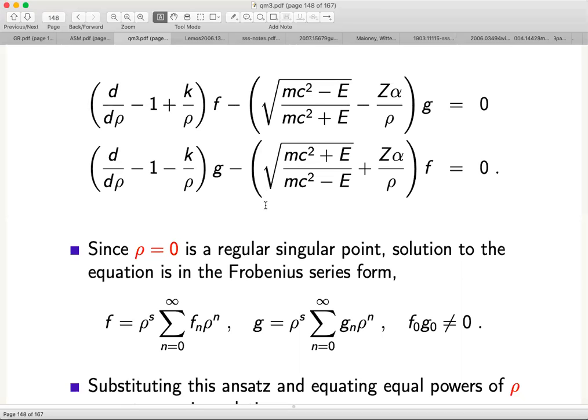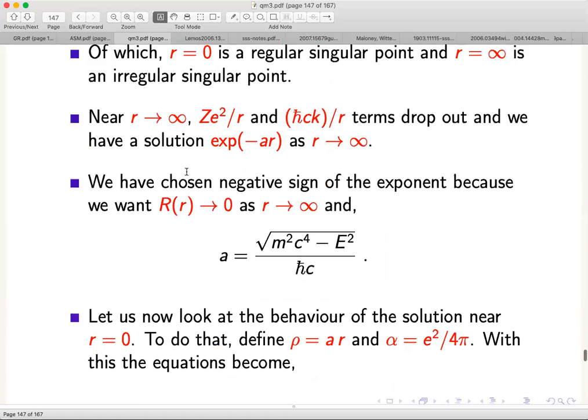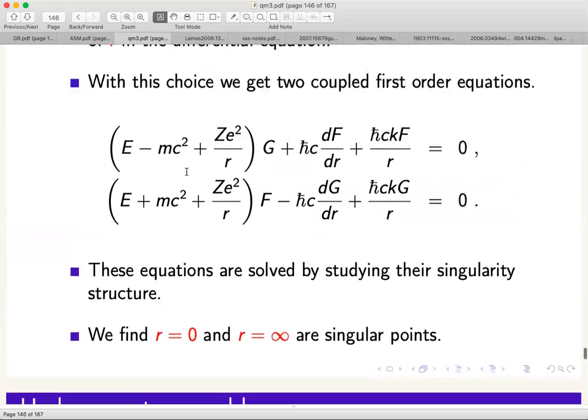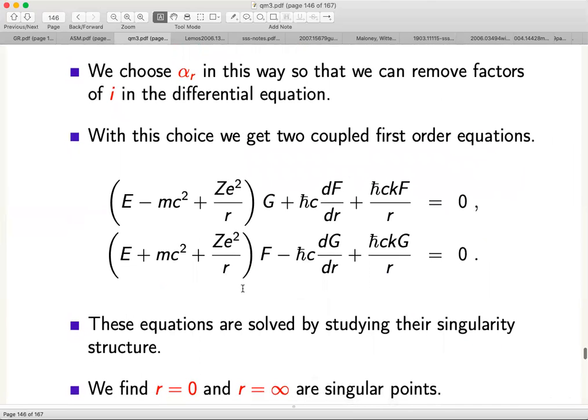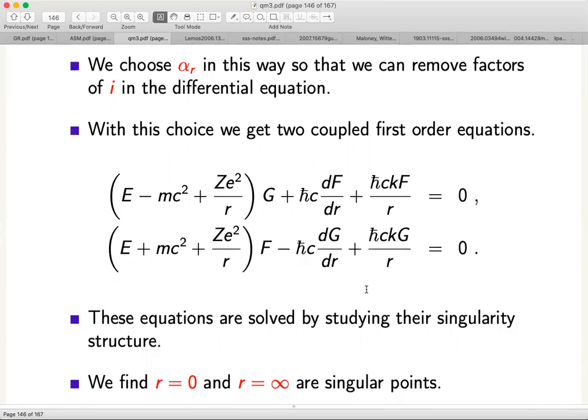What we did last time was a singularity analysis of these coupled equations. That was the original set of variables, and rho is something we defined. So these are the original equations, and we said that r equals 0 and r equals infinity were singular points. We also saw that r equals 0 was a regular singular point, whereas r equals infinity was an irregular singular point. Then we looked at these equations.